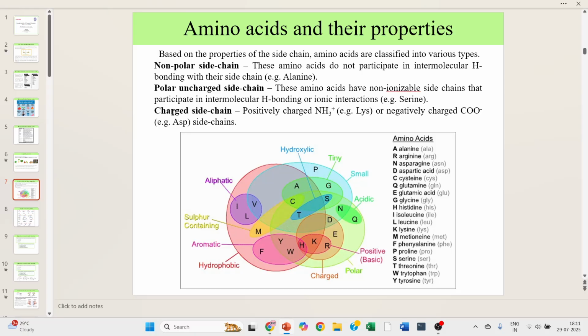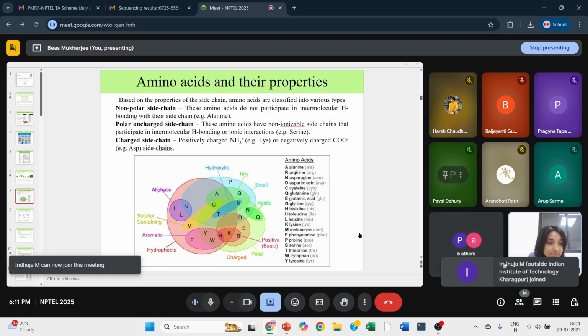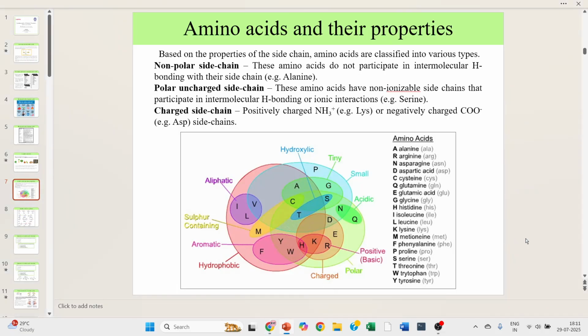Now, amino acids with charged side chains: positively charged such as lysine, and negatively charged such as aspartic acid. This is very important because the charges on an amino acid at a particular pH give charges to proteins, and because of these charges, the proteins become functionally active. Whether a protein is going to bind to DNA, or to another protein, a lot of it is determined by the charge of its amino acids. That is why it is very important to understand this. Now we'll move on.